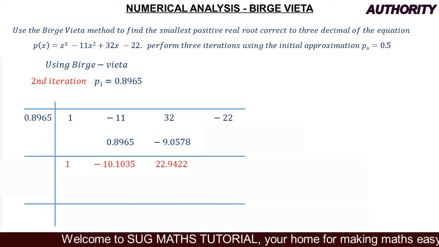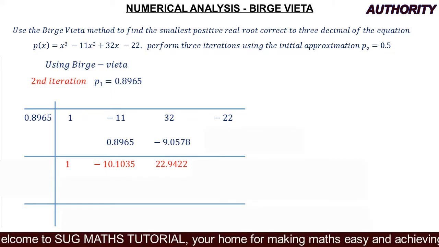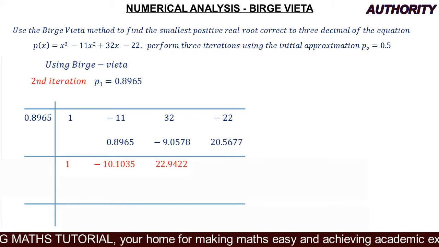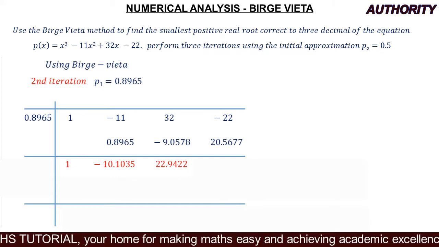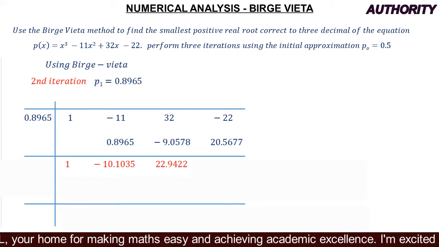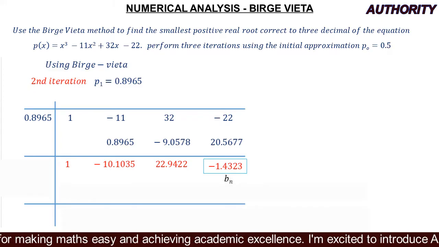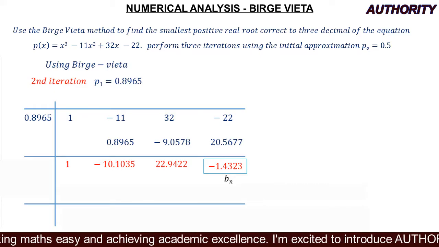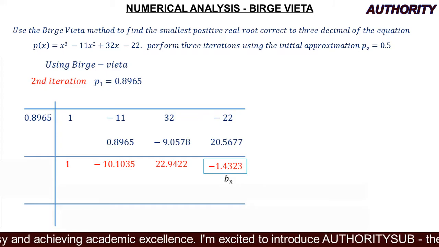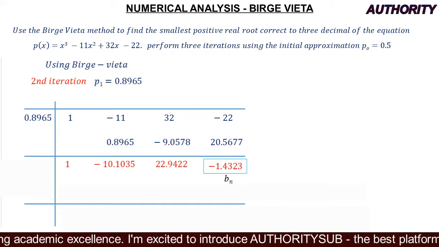This number, 22.9422, multiplied by P1 is going to be 20.5677. We add together, so minus 22 plus 20.5677 gives you minus 1.4323. This is the last one here, so we call this Bn. We repeat the same operation again, but this second time the operation will not reach this end.